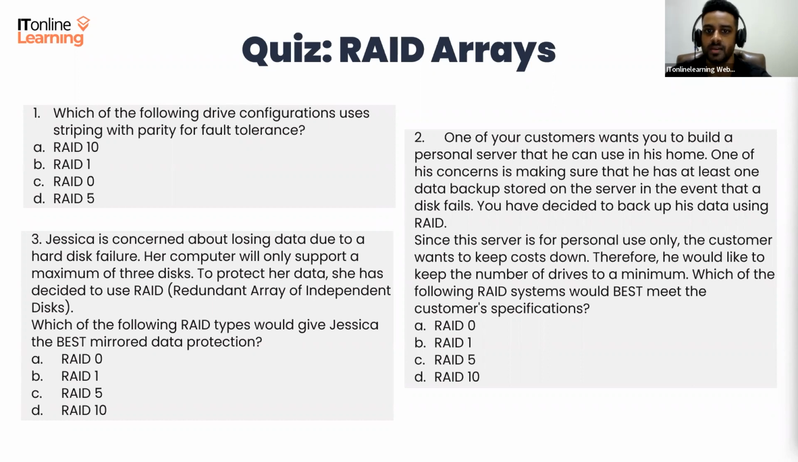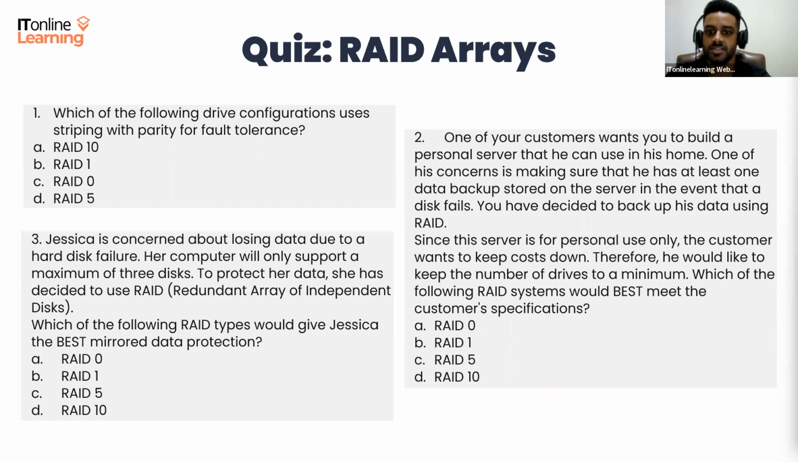So if you had chosen option B, RAID 1, you'd be correct. RAID 1 protects data from single disk failure and provides high read performance. RAID 1 also only requires a minimum of 2 disks. RAID 5 would also protect data from single disk failure, but it requires a minimum of 3 disks. And RAID 10 requires a minimum of 4 disks. So let's look at the last question, question number 3.